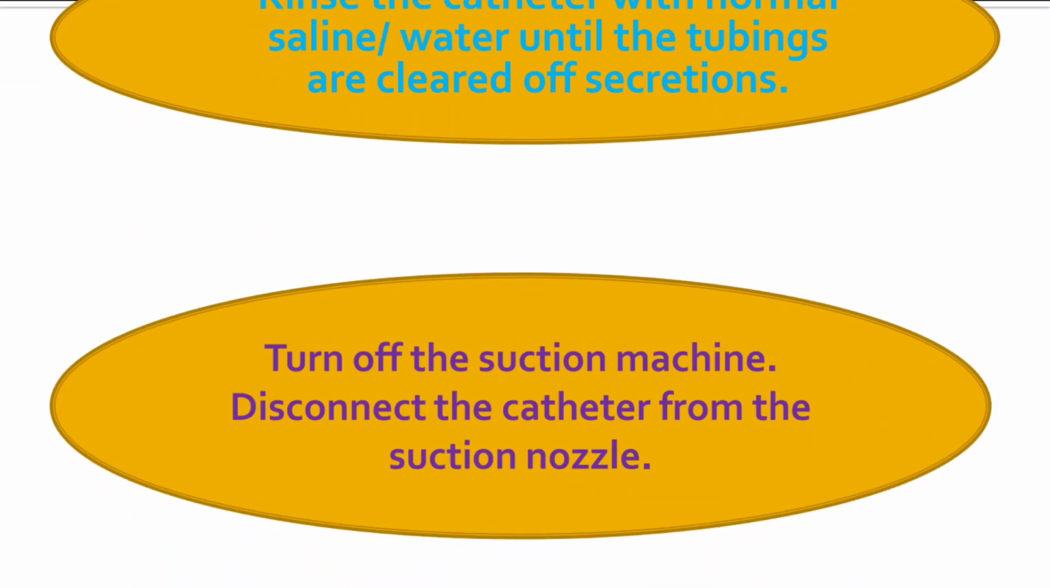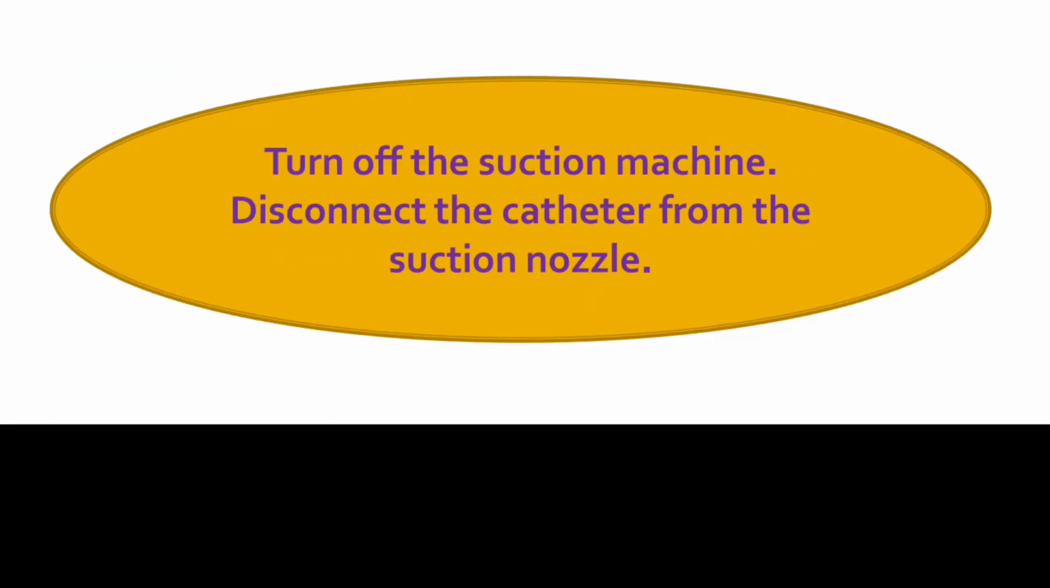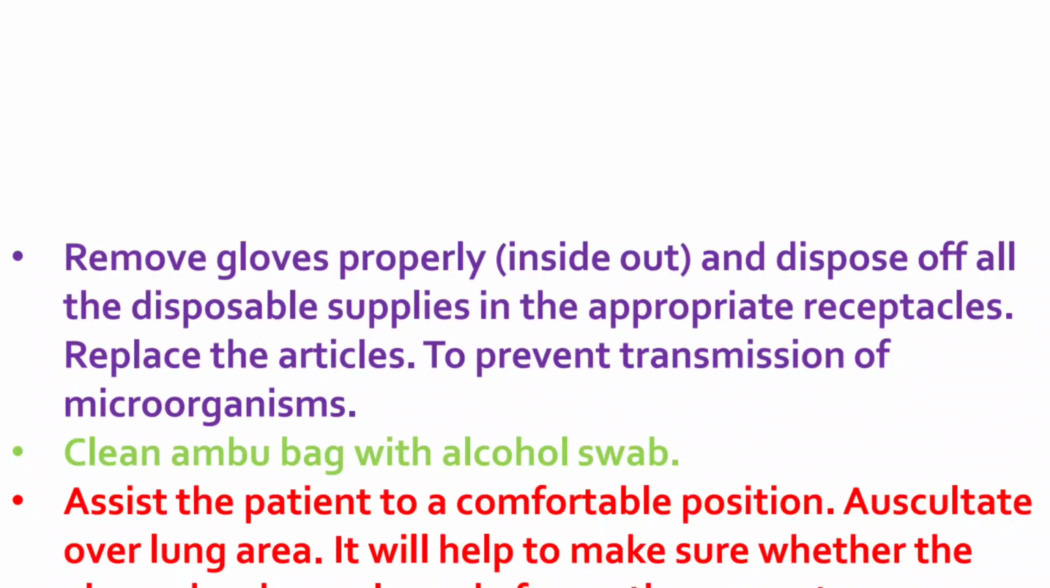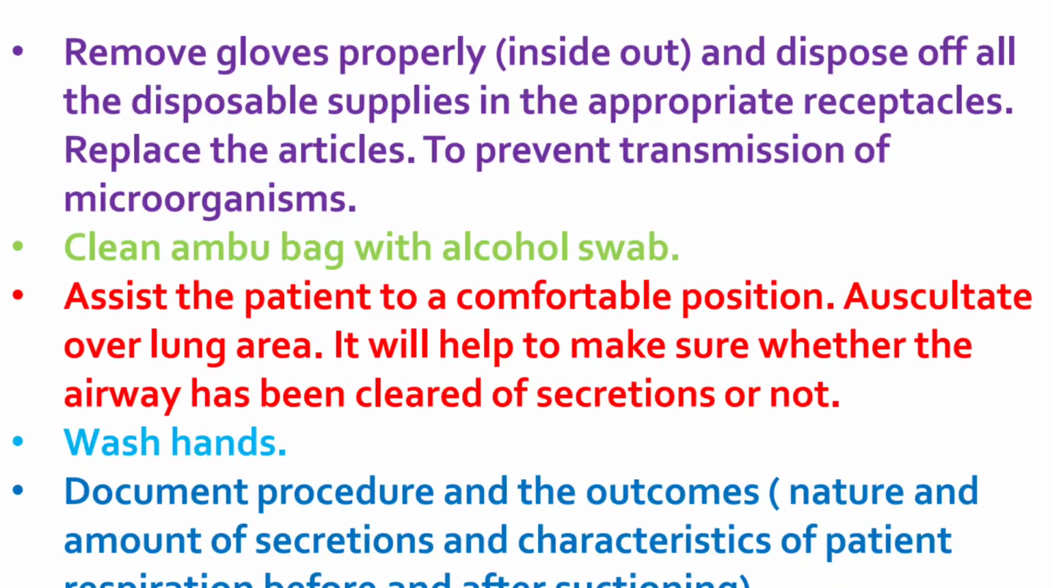Turn off the suction machine. Disconnect the catheter from the suction nozzle. Post-procedure steps: remove gloves properly, inside out, and dispose of all the disposable supplies in the appropriate receptacles. Replace the articles. To prevent transmission of microorganisms, clean the Ambu bag with an alcohol swab.